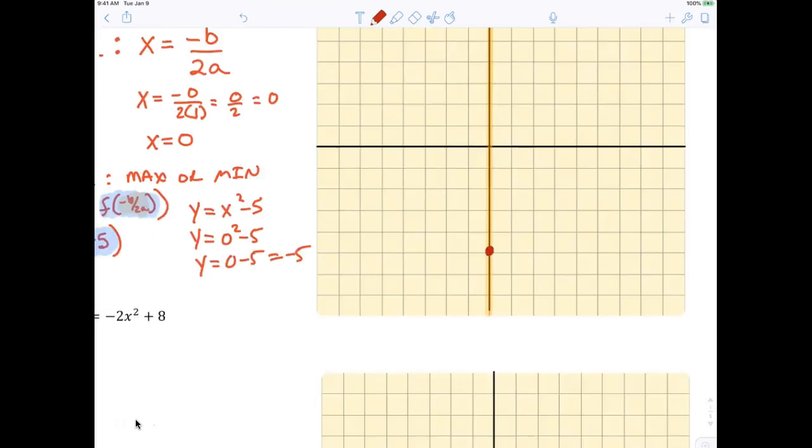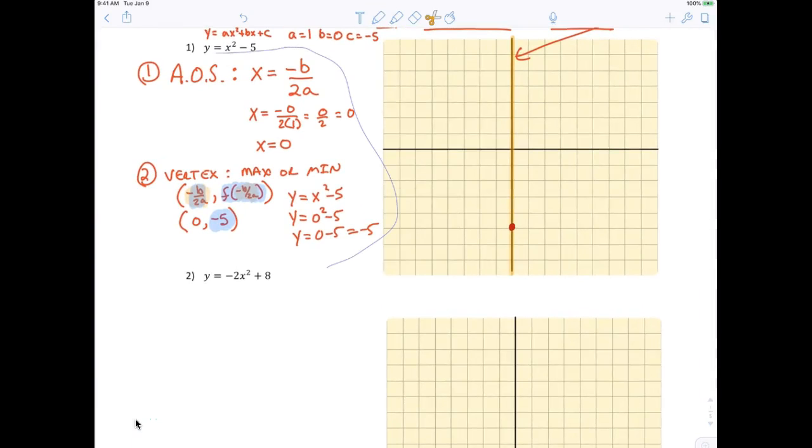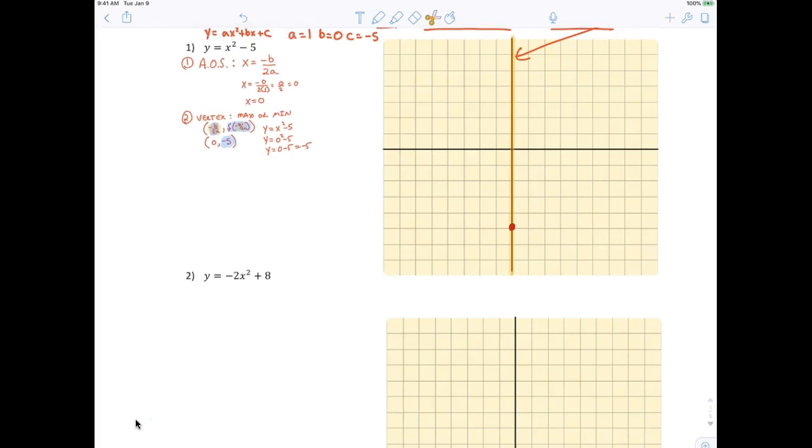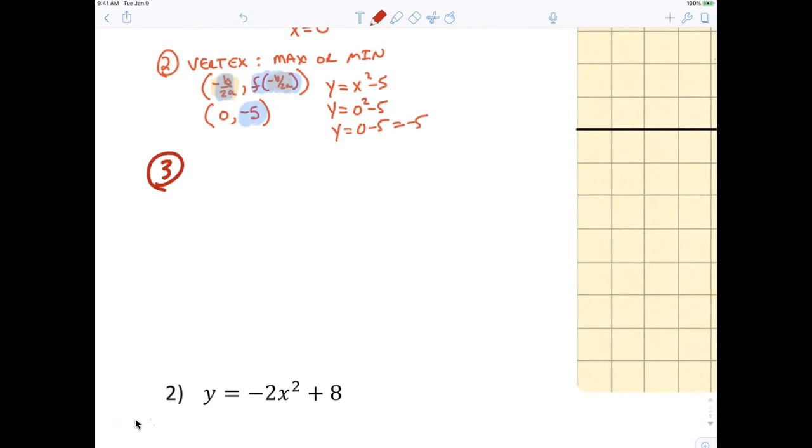Now, the next step, step 3. I need to find the y-intercept. And the y-intercept is always 0, comma, c. Everybody agree? In other words, you just plug 0 in for x. And if I plug 0 in for x, that's automatically going to give me what? C. So what's the c value here? Negative 5, right? So the y-intercept is 0, comma, negative 5.